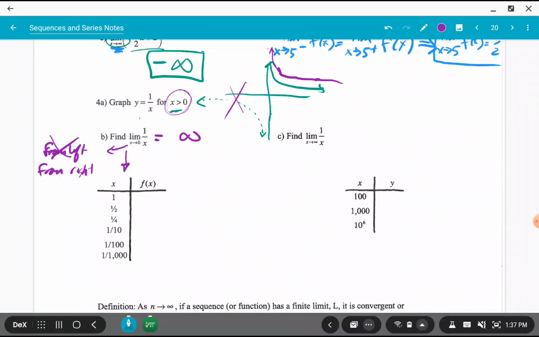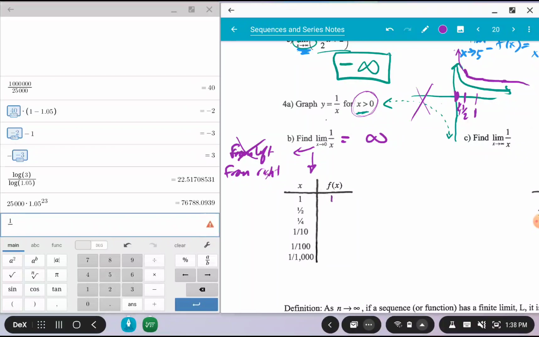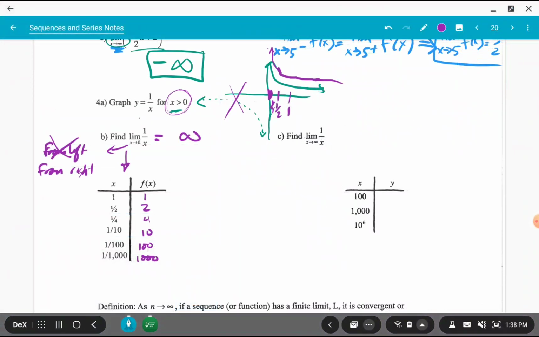How can we test that theory out? Well, look at this table that you see down below. If you start off at 1, and then you go to half, and then a fourth, and then a tenth, and then a thousandth, you're getting smaller and smaller. Let's see what happens as we make those numbers get smaller. We'll plug some numbers in. 1 divided by 1 we know is 1. 1 divided by half is 2. 1 divided by 1/4 is 4. And then 10, and then 100, and then 1,000. These numbers are getting larger and larger, right? So because they get bigger, we know that this is going to the value of infinity. Okay? All right, let's go on to the next one.